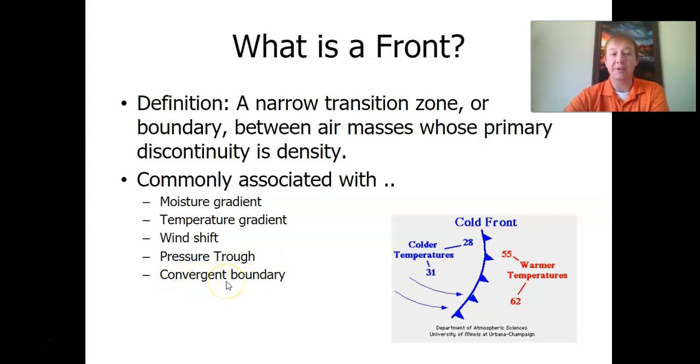Alright, there are also convergent boundaries, where the air masses are simply moving together or moving towards each other. Again, think back to plate tectonics: convergent is when they're coming together.